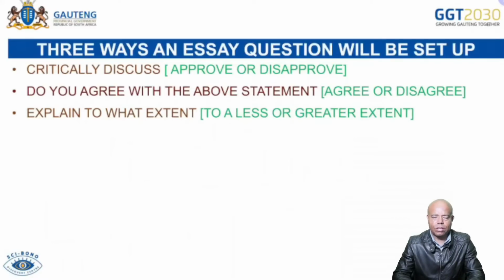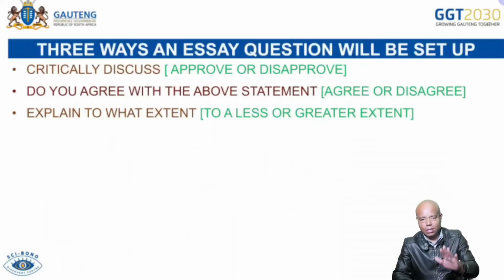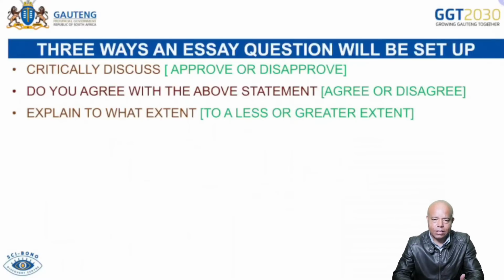The first one that you see on the screen is critically discuss. Critically discuss is when you take a stance, approve or disapprove. The second question is, do you agree with the above statement? The stance you take is that one can agree or one can disagree. The third question is, explain to what extent, to a lesser or to a greater extent. So learners, these are the three ways they will be asking the questions.